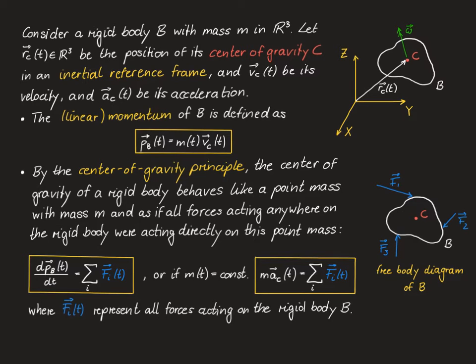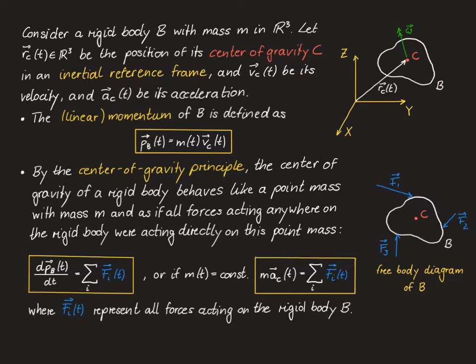Fortunately, however, we have the center of gravity principle that can also be formally proved. And it says that the center of gravity of a rigid body behaves just like a point mass, and as if all the forces that are actually acting anywhere on the rigid body were acting directly on this point mass.